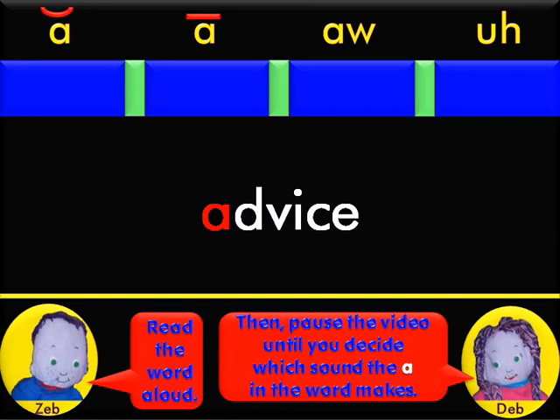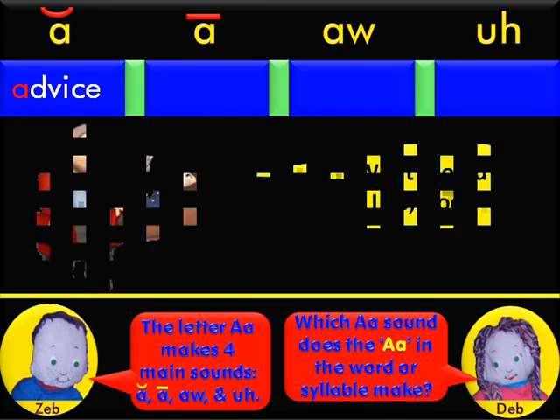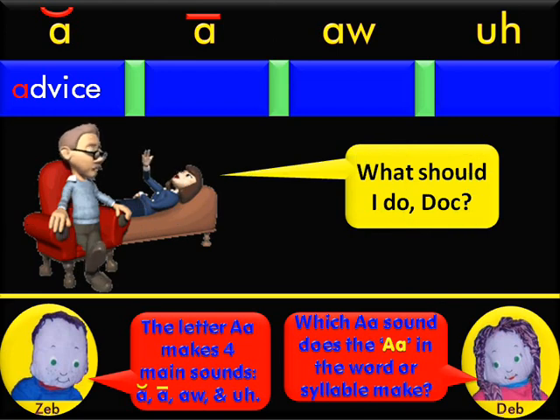Repeat after me. Advice. Which slot does that word float into? Pause the video until you figure it out. Read the word with me. Advice. Which slot does it float into? Did you figure it out? Well, good job. That meant you didn't have to ask anybody for advice about that. You already knew. Unlike this woman in the psychiatrist's office saying, "What should I do, Doc? Give me some advice, please."